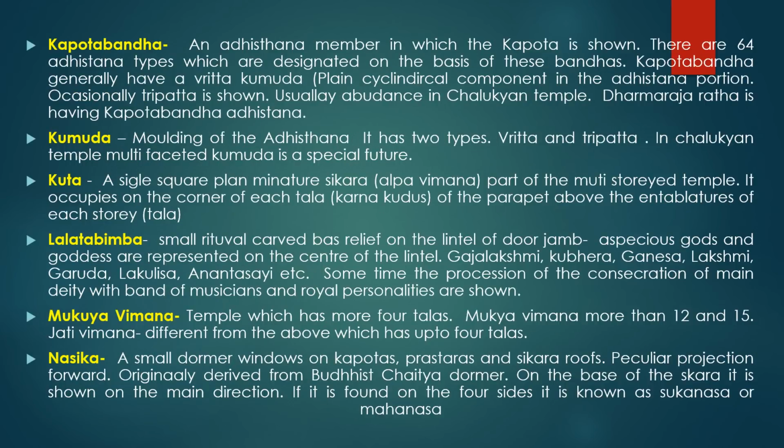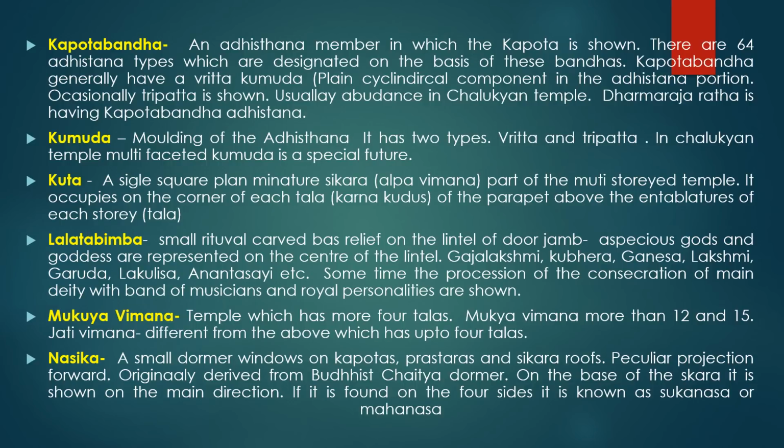Kabodha Bandha. An Adhisthana member in which the Kabodha is shown. There are 64 Adhisthana types. In Tamil Nadu, we have 64 Adhisthana types, but not all of them are practiced. Only 4 or 5 types of Adhisthana we have in Tamil Nadu. But in the texts, we have 64 types of Adhisthana.